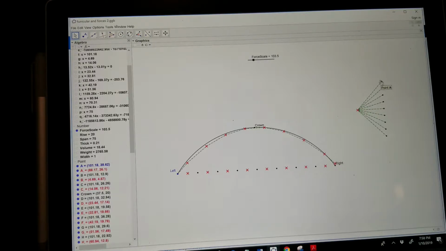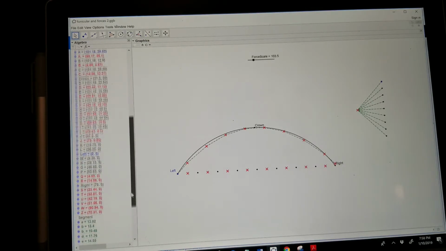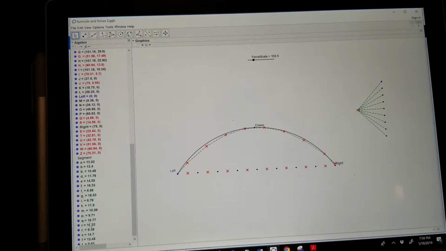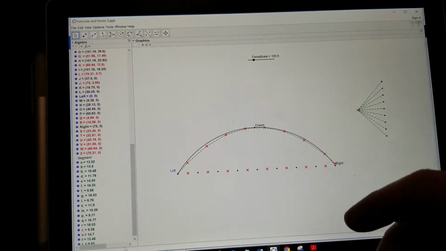That is a segment, but remember this is scaled. We had the force scale. So segment Q, let's go find segment Q here. It is 18.77, and it's not 18.77 pounds, it's 18.77 times the force scale. So we can calculate that really quick here.